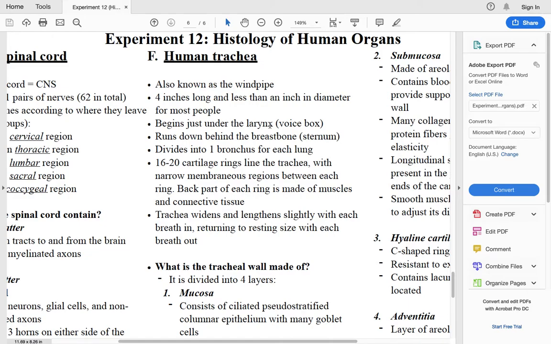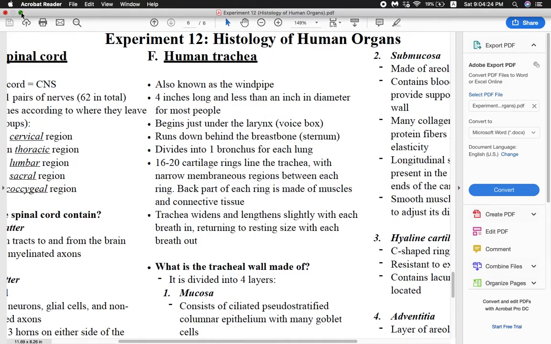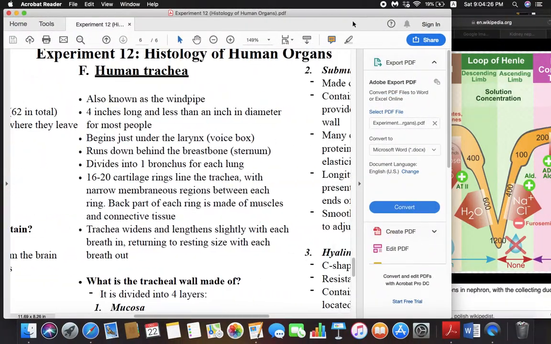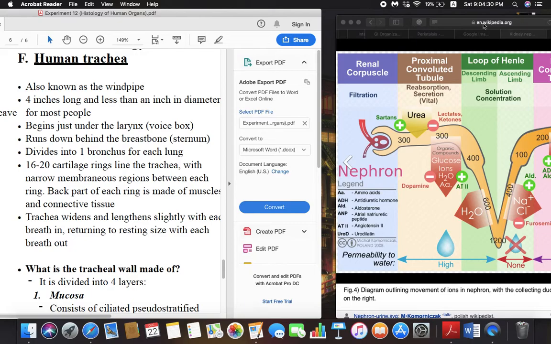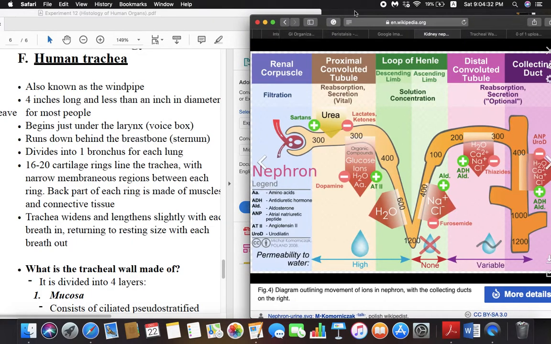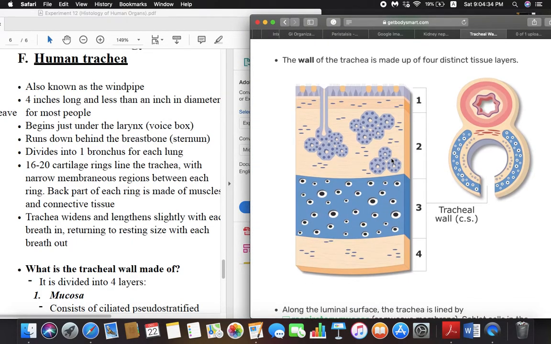There are 16 to 20 cartilage rings that line the trachea, with narrow membranous regions between each ring. The back part of each ring is made up of muscles and connective tissue. Let me show you the diagram so it becomes clearer. Here we have the walls of the trachea, the tracheal wall. As we can see here, the back part of the ring is made up of muscle and connective tissue. So this back part here is made up of muscle and connective tissue.